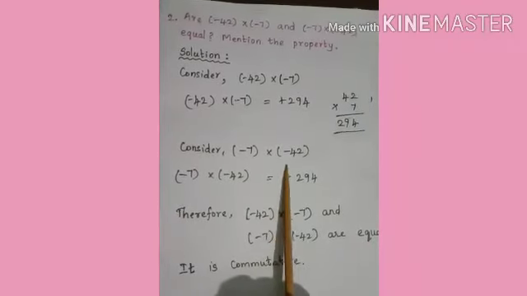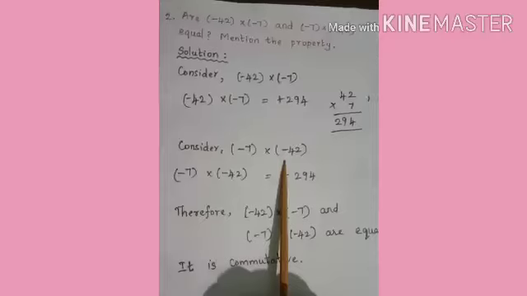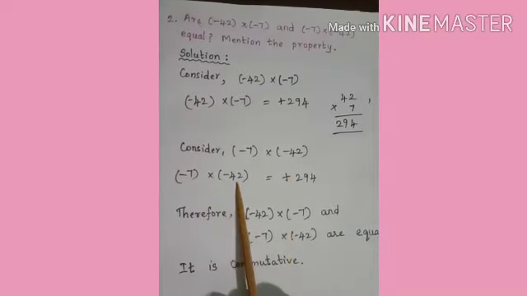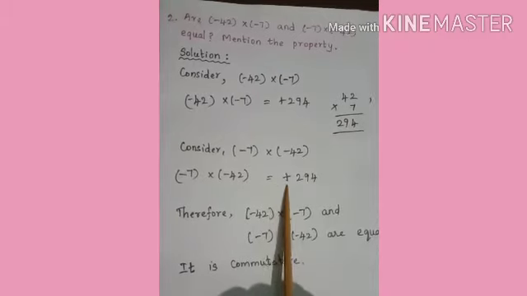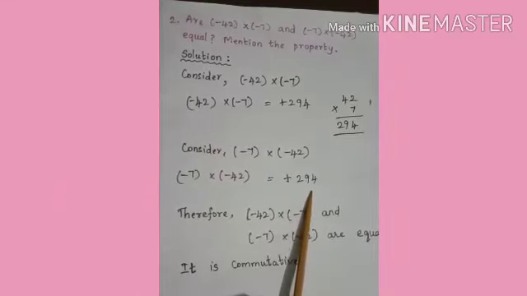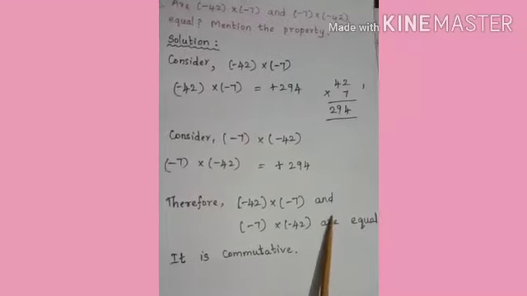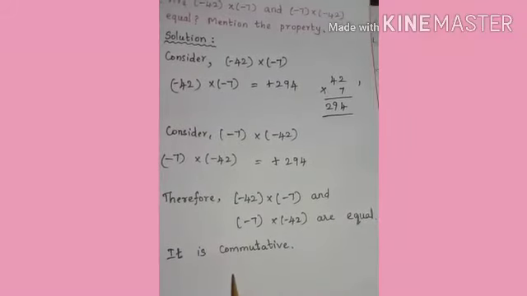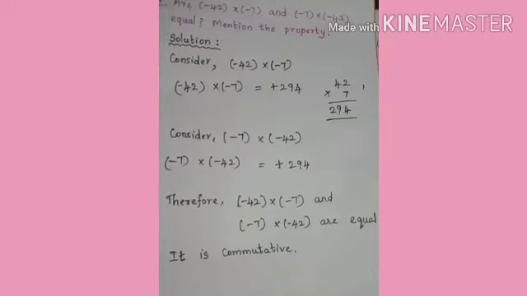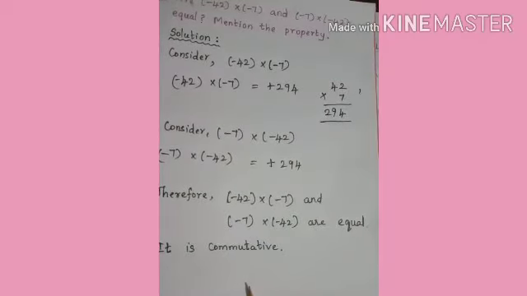Now consider minus 7 into minus 42. Again, we have to use the multiplication integer rule. When we multiply two negative integers, it always gives a positive integer. It is the same as minus 42 into minus 7, that is plus 294. Therefore, minus 42 into minus 7 and minus 7 into minus 42 are equal. So, changing the order of multiplication does not change the value of the product. Hence, we conclude that multiplication of integers is commutative.